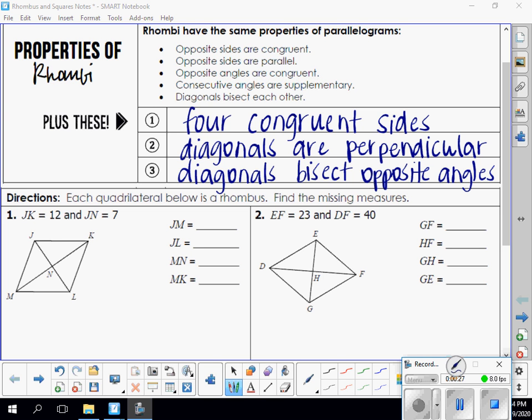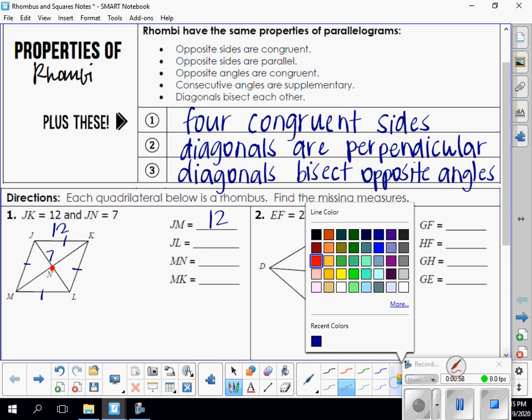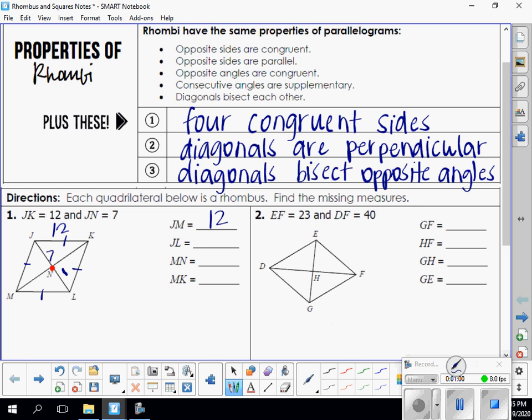Alright, in problem 1 it tells us that JK is 12 and JN is 7. Well, the first property says there's 4 congruent sides, which tells me that all of these outside sides are the same length. They're all going to be 12, so we can go ahead and fill those in accordingly. And they only ask for one of them. The other one they say is that diagonals still bisect each other. So if I look, N is still my midpoint, which means if JN is 7, NL is 7. So that makes JL, the whole thing, 7 plus 7, which is 14.